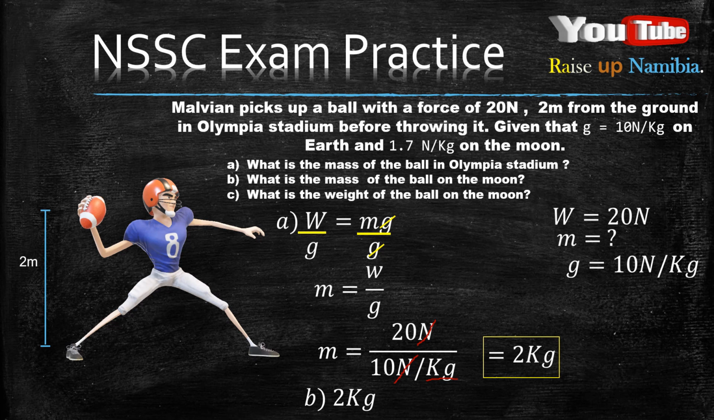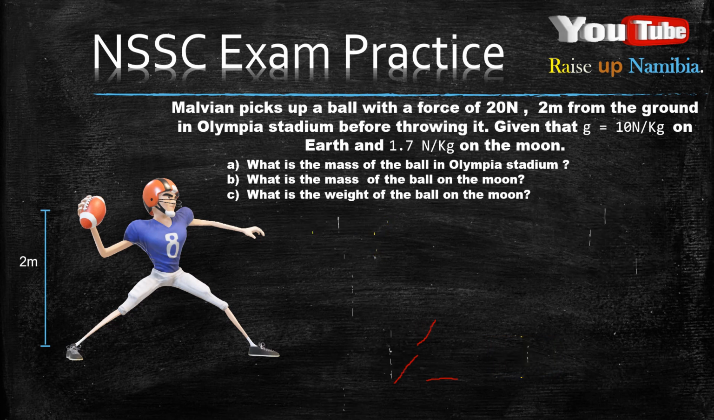Now C is asking, what is the weight of the ball on the moon? Okay? So let's quickly get rid of everything here. Good. Now, how do we find the weight? Again, let's just use the weight formula, which is W equals mg. Now look what you are given. Do you have W? No, we don't have W. It's actually what we are looking for. We don't have the weight of the ball on the moon, because in our statement we only had the weight of the ball on Earth, which was 20 newtons. But now on the moon, we don't have the weight.